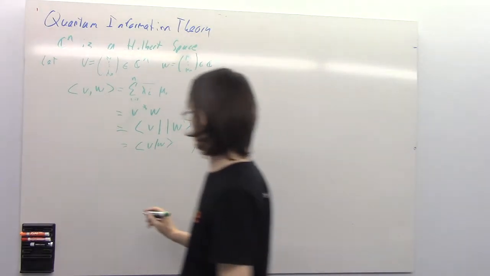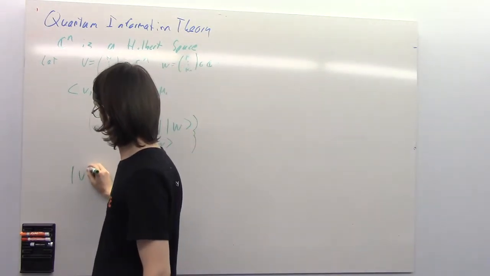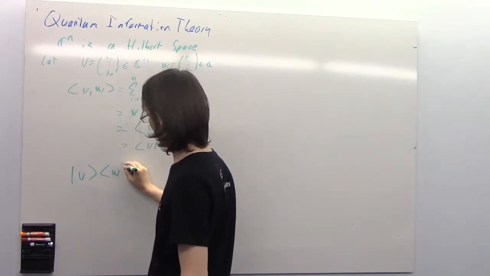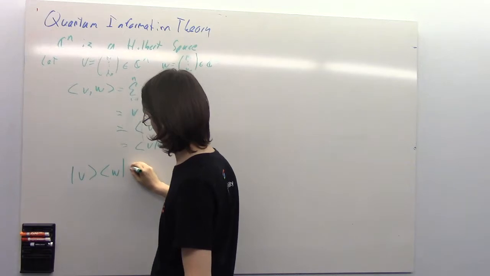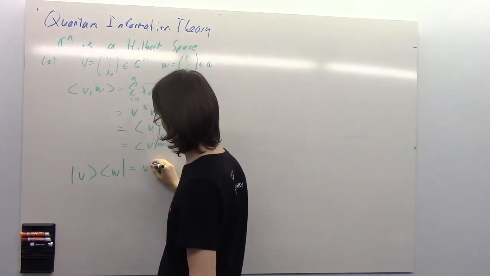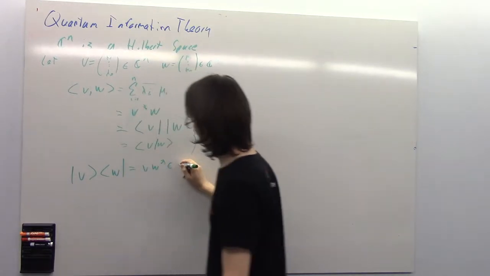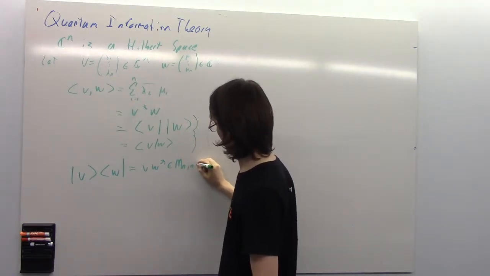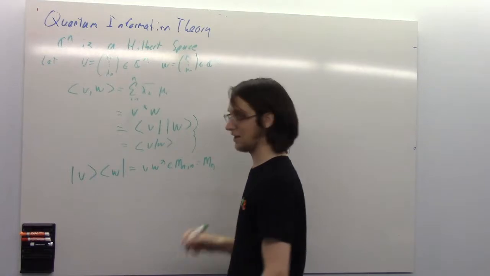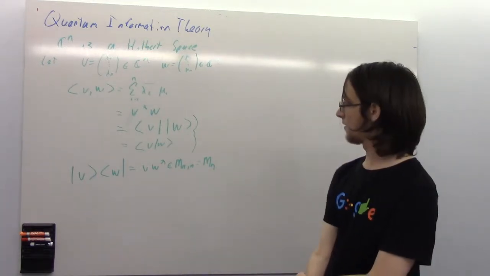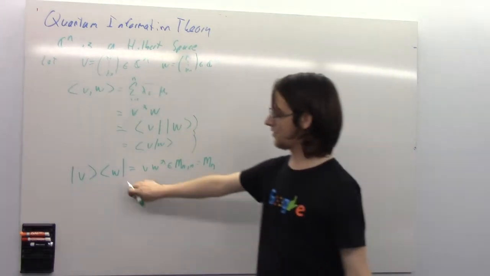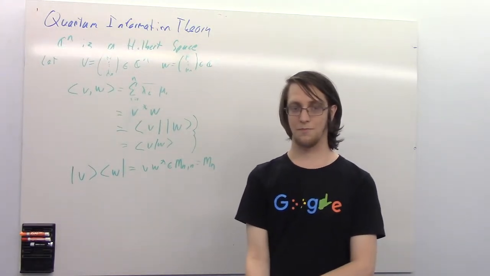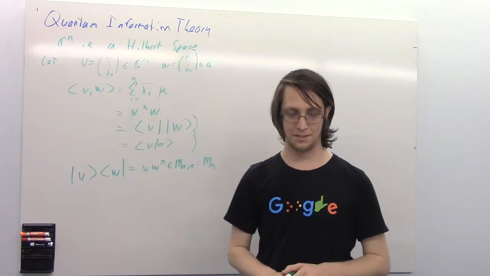Just a quick note. If we take bra v, ket w, this is v, w star. This is now an element of C, which we just draw off the second n if they're the same. And this is also the physics notation.